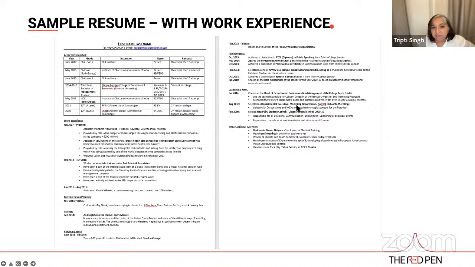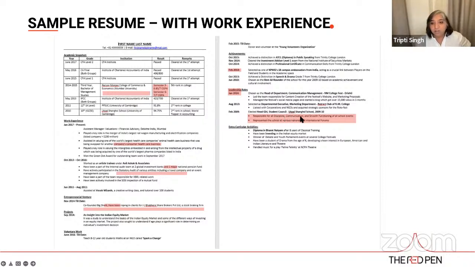Selected as departmental executive marketing department Rotaract Club. Liaise with corporations. So this could completely be one sentence in itself. So there is a lot of scope for this to kind of improve, right? And for us to be able to guide this person on how this data is coming across, right? This is not looking like a well-presented resume to me at all. And there's obviously a lot of place for this resume to get better, right?